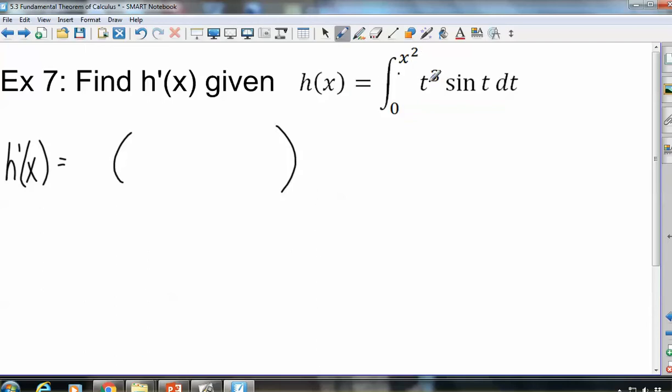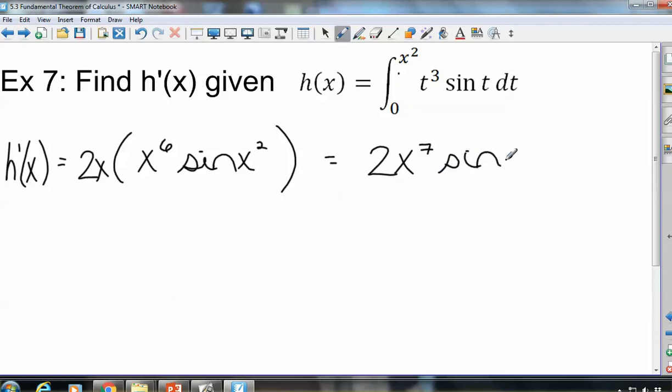If you plug in an x squared here, you get x squared cubed, which would be x to the 6th, sine of x squared. But because it wasn't just a plain x, you also have to take all this times 2x. So we get 2x to the 7th sine of x squared.